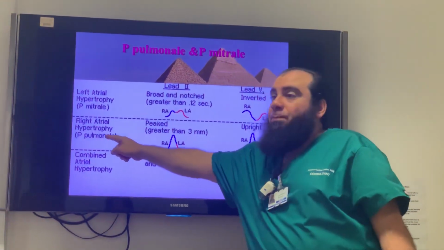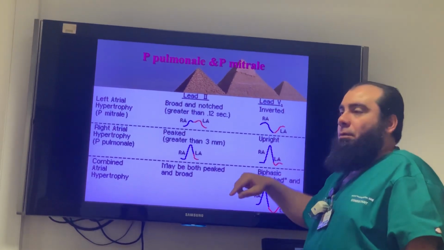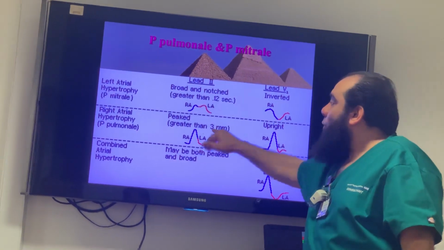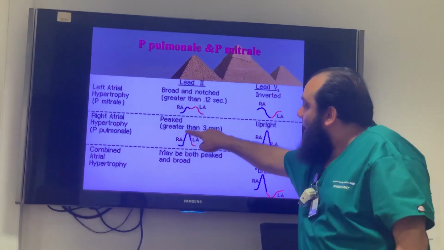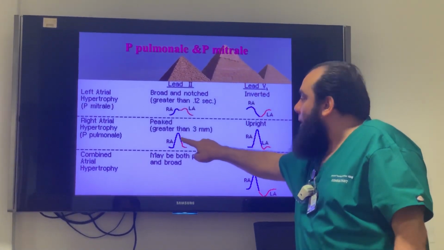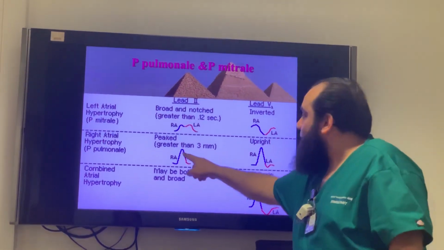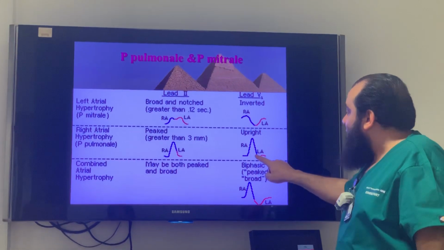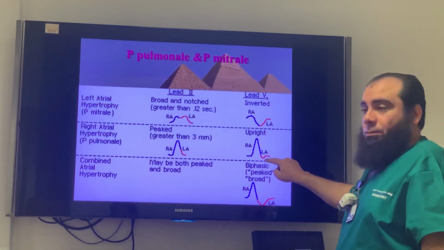Right atrial hypertrophy, which is P pulmonale, will be bigger than 3. Here 12 seconds means 3. More than 3 small squares, and the right atrium actually gets big, and the left atrial component is just hidden inside. And how it looks in V1: a big deflection, and a small deflection of the left atrium because it's not enlarged.